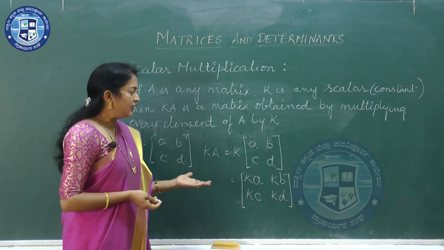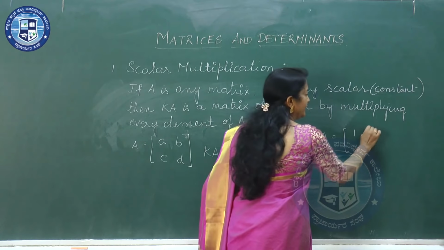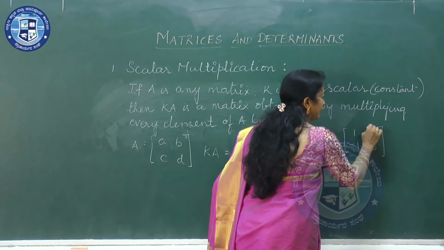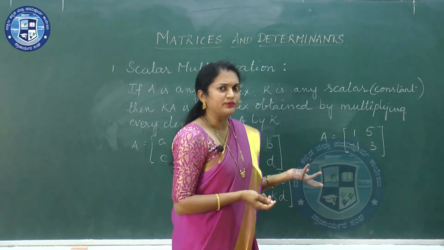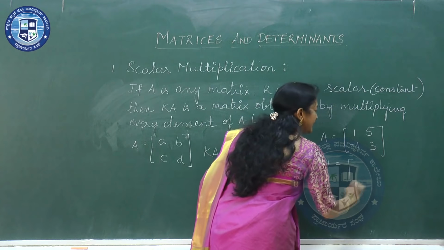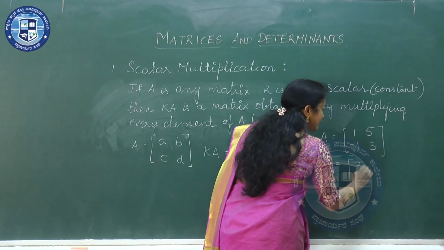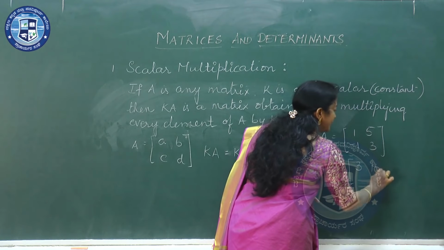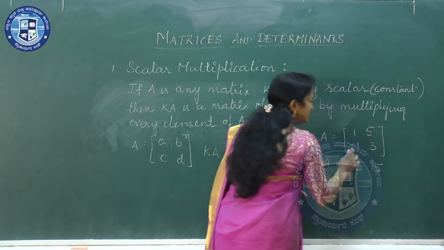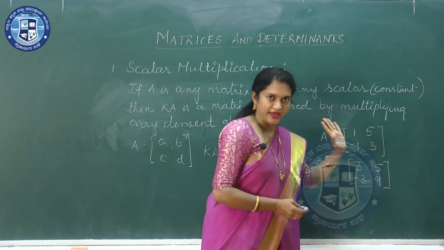So if you are multiplying a matrix A, suppose that is 1, 5, minus 1, 3, by a constant 3, you consider the scalar as 3, then 3A is equal to, every element is multiplied by 3 here, so you will be getting 3 into 1 is 3, 3 into 5 is 15, 3 into minus 1 is minus 3, 3 into 3 is 9. So if A is 1, 5, minus 1, 3, then 3A is 3, 15, minus 3, 9.